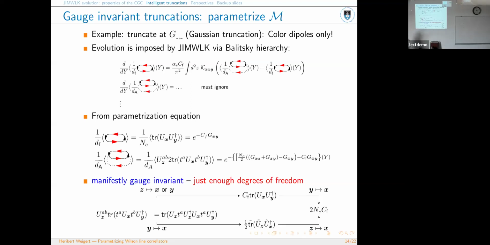There's just enough degrees of freedom to solve one equation, which becomes an equation for G, right? And I can't satisfy any other equation because it's already determined by the first one. But I can't calculate all the other correlators in terms of this G. So this is a 2-point truncation.